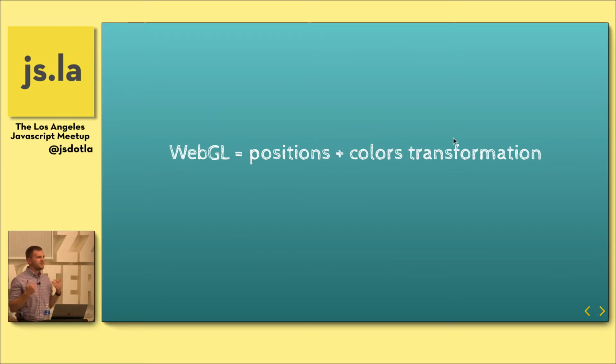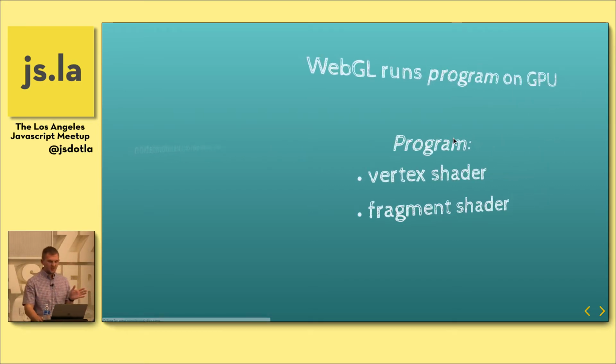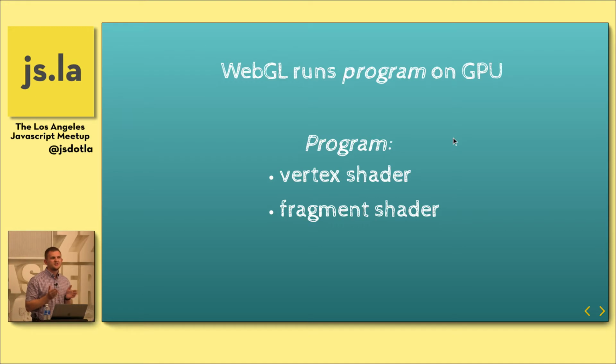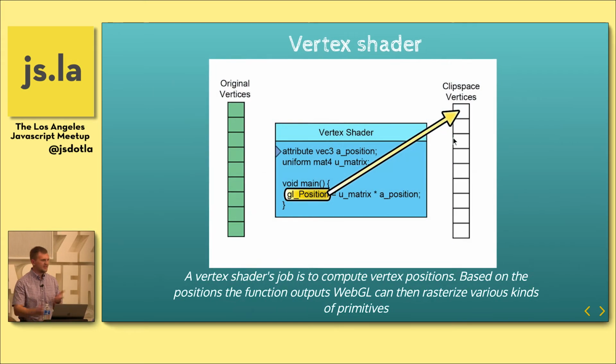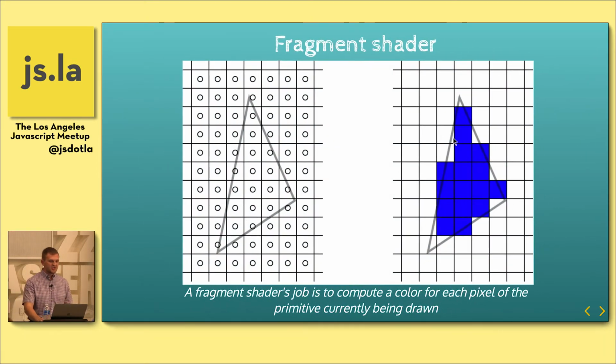The first thing I realized is that WebGL is just position and color transformations. That's all. And it has great performance because it executes your code on the GPU. That entity is called a program. A program itself consists of two functions. The first is the vertex shader, and the next one is the fragment shader. As I said, WebGL is position and color transformation. The vertex shader is responsible for computing vertex positions, and the fragment shader's job is to compute a color for each pixel which you see on the screen.